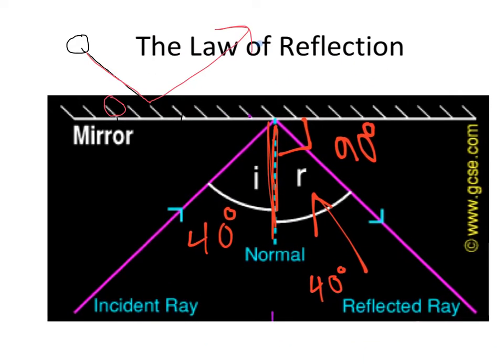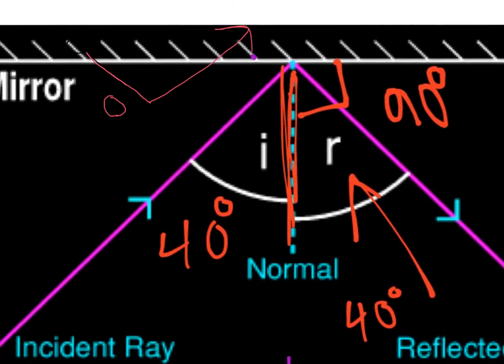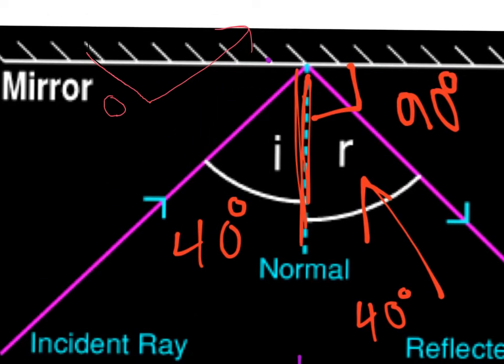Now when you're looking at your angles, you need to know what this normal line means. Essentially the normal is a 90-degree angle that's perpendicular to the surface. So if the surface was a mirror, you're going to take your 90-degree angle from there, and then the angle of the incident coming in has to equal the angle of the reflected coming out.